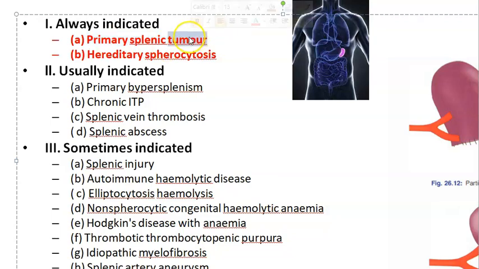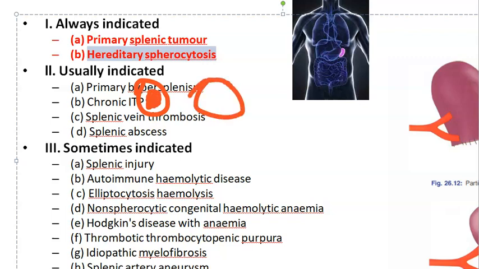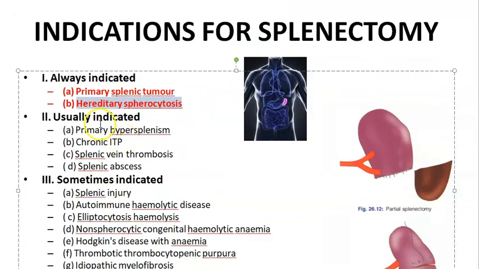Primary splenic tumor. There's a tumor. Remove it. Hereditary spherocytosis. Spherocytosis means instead of the RBC being like that cute donut, it will be like a sphere. And what will happen? It will get stuck in the spleen and get destroyed. So the people will have hemolysis, anemia. So remove the spleen. Who's the problem? RBC. The shape of the RBC, but poor spleen got removed.